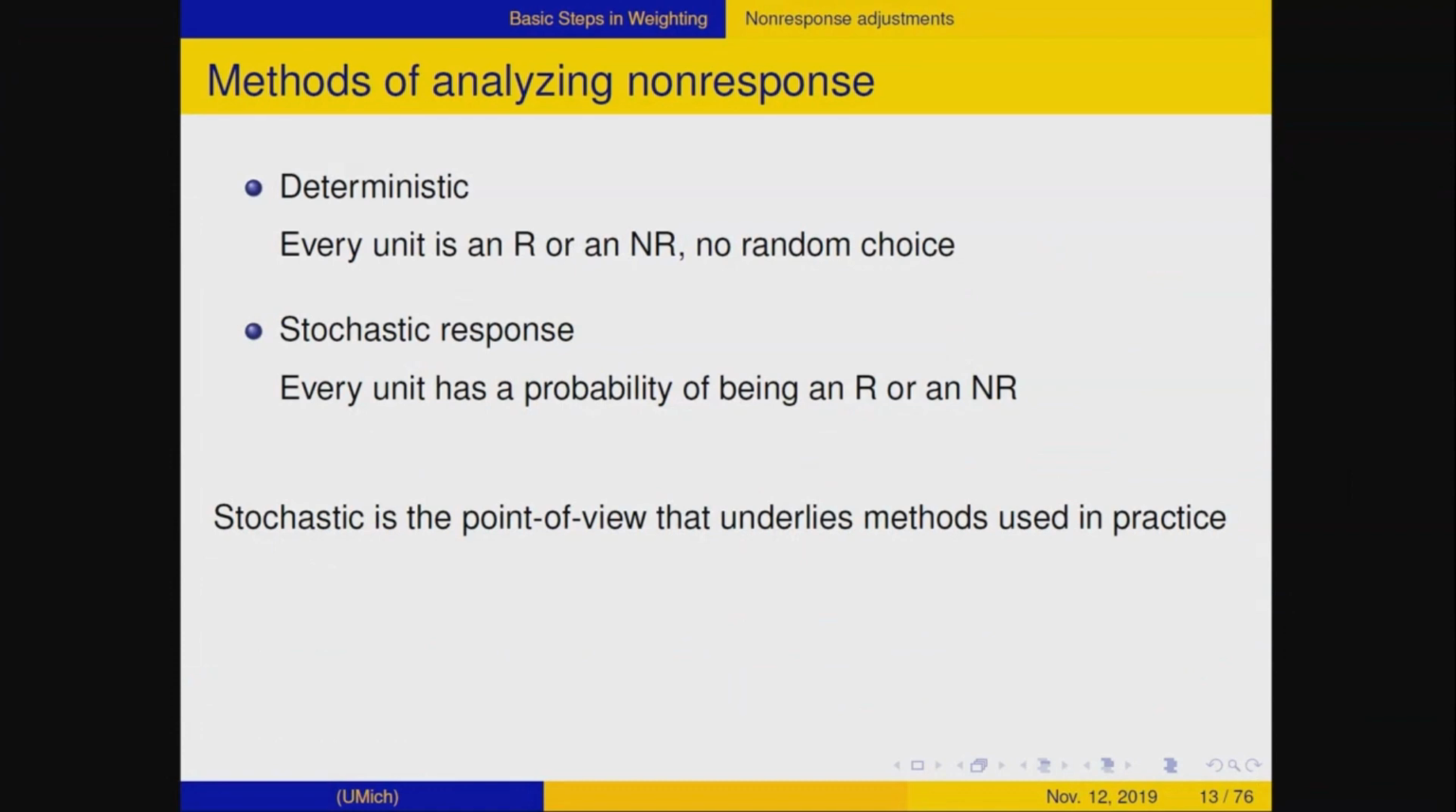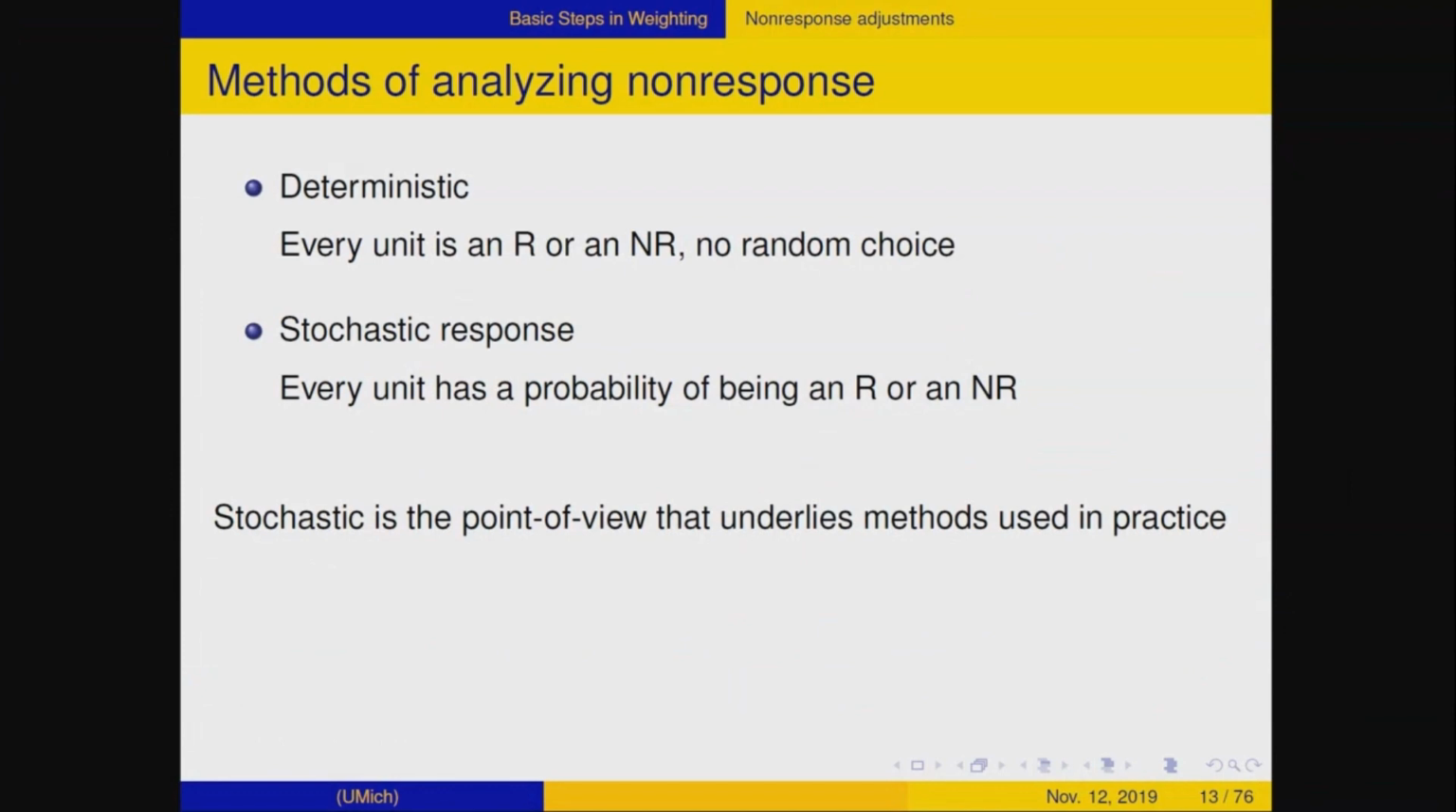So stochastic response just means that there's some random chance that everybody would respond. You hit them when they're in the right mood or the right day, or if the survey is interesting to them, there's some probability that they would participate. And there's a probability that they would not participate. So what you want to do is estimate that probability given the data in hand.